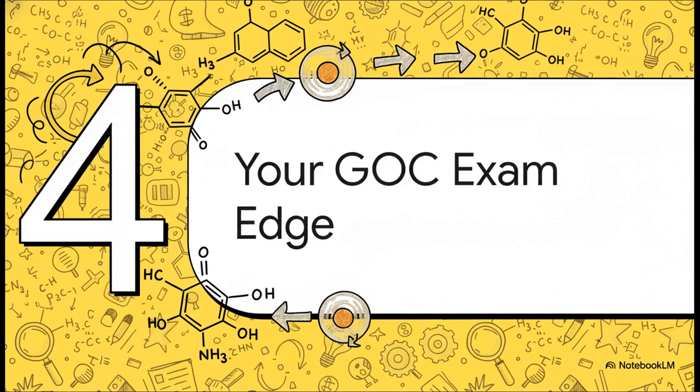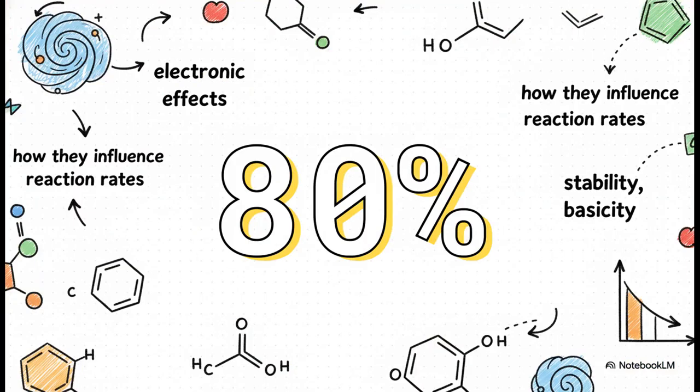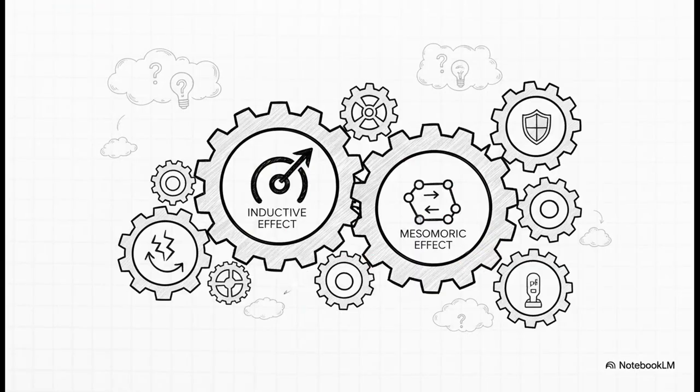Okay, let's bring it all home. Why does really, truly mastering just these two effects give you such a massive edge on your exam? It's because of this number. Over 80%. Over 80% of the questions in general organic chemistry are directly testing how well you understand these electronic effects, how they control stability, acidity, basicity, everything. You see, when you focus on the how and why of electron movement, you're not just memorizing a bunch of random facts. You're actually understanding the engine that drives all of organic chemistry. And that's the difference between just guessing and really knowing the answer.